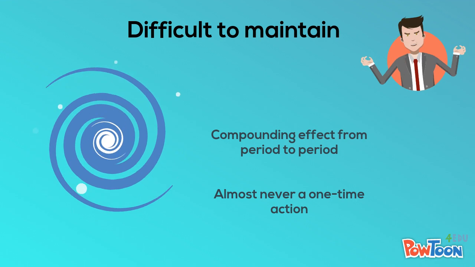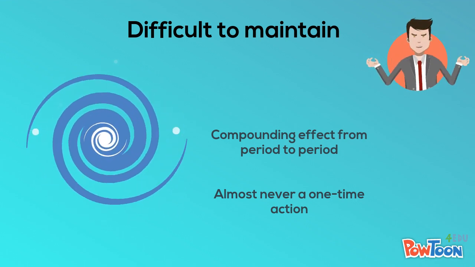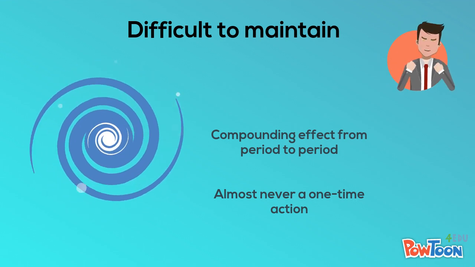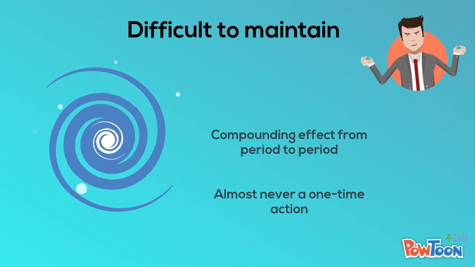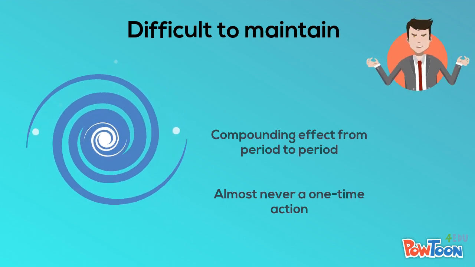The compounding effect from period to period forces the perpetrator to continue the fraud. Overstating inventory for this reason hardly ever is a one-time action. This continues until the overstatement becomes so big that it is detected.